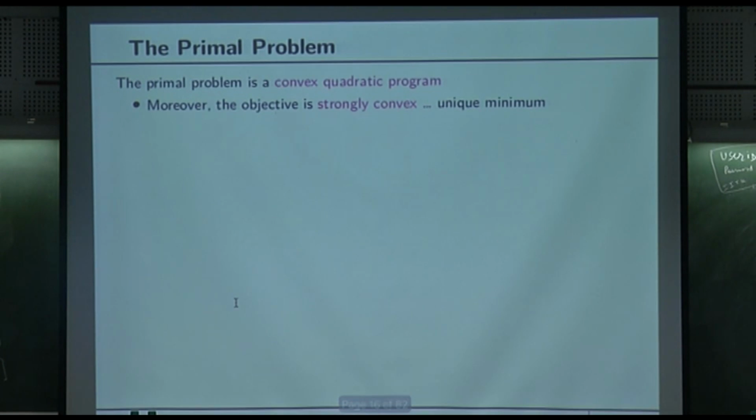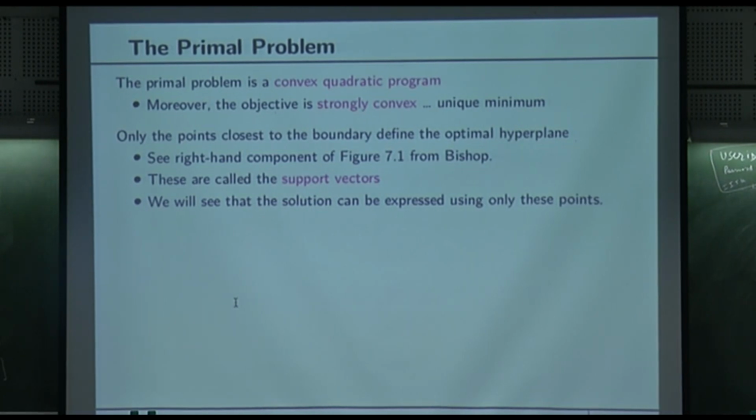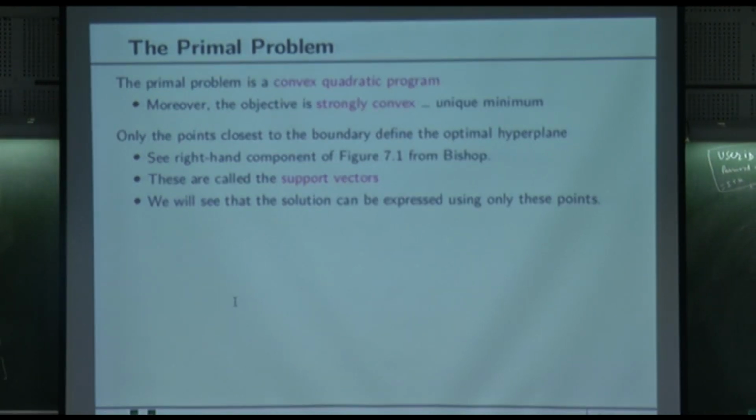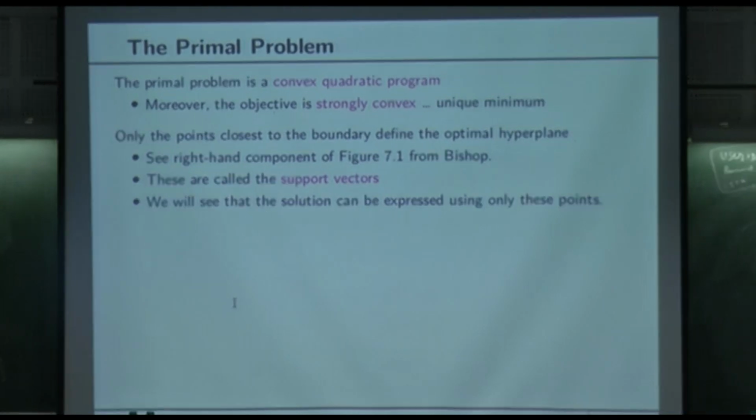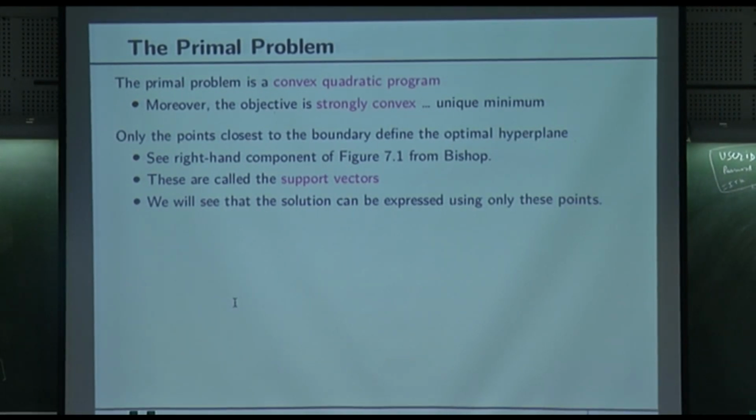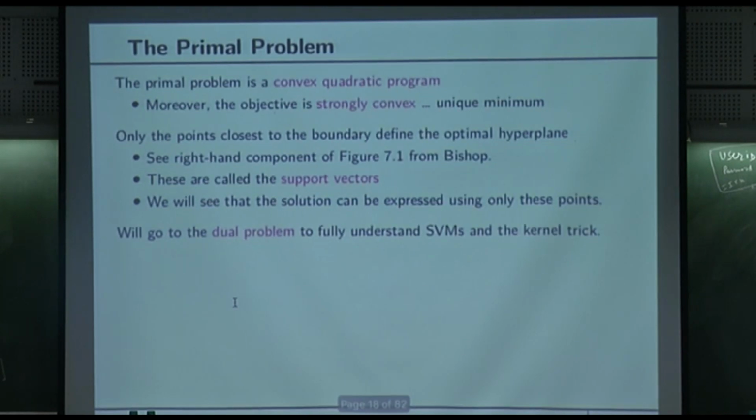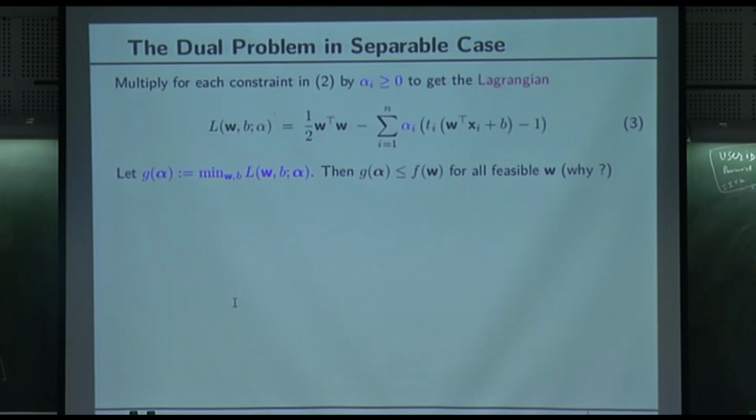This primal problem is a convex quadratic program. Moreover, the objective is strongly convex. The strong convexity comes from the fact that the Hessian is positive definite. It will have a unique minimum. Only the points closest to the boundary define the optimal hyperplane. That's the picture that we already saw. These are support vectors, and we will see that the solution can always be represented using these points. We will go to the dual to fully understand SVMs, and then use something called a kernel trick, which is extremely important for SVMs.